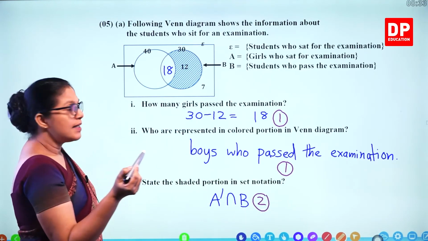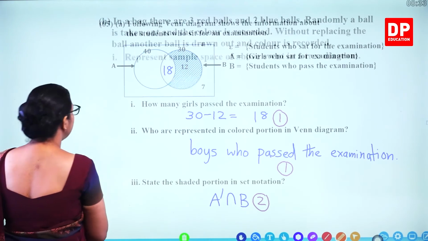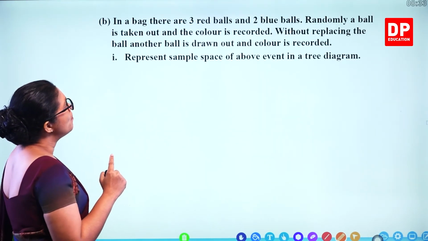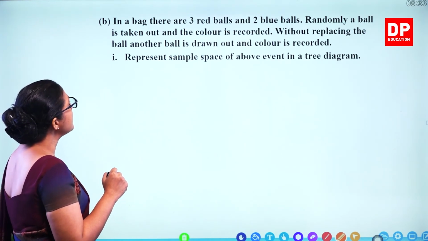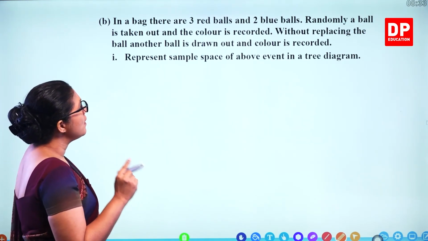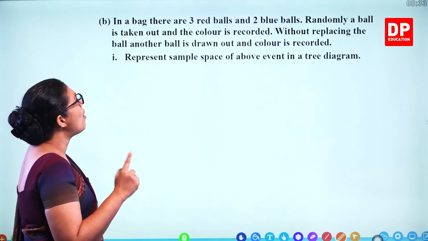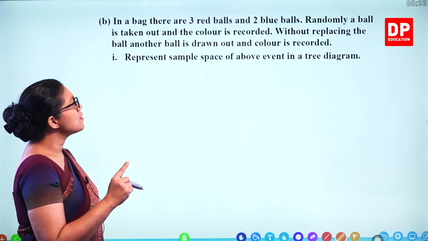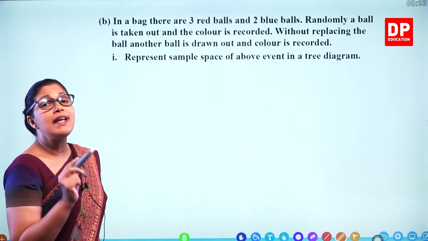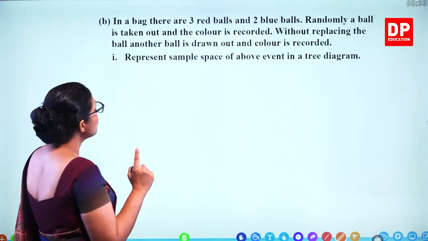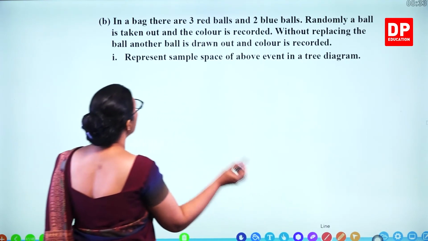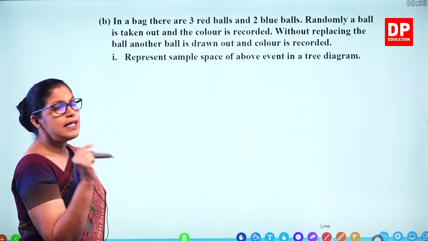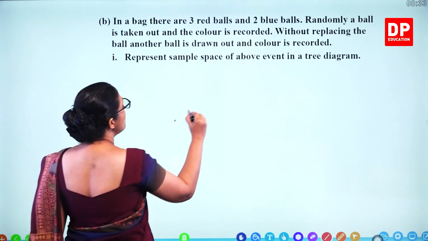Now we'll take the part B. In a bag there are 3 red balls and 2 blue balls. Randomly a ball is taken out and the color is recorded. Without replacing the ball, another ball is drawn out and color is recorded. Represent the sample space of above event in a tree diagram. So how will you draw a tree diagram? You have to find out what are the possibilities. Getting red balls and blue balls. So here 2 branches are there.